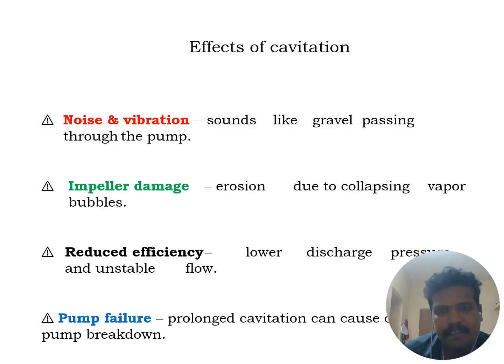Next, the effect of cavitation in pumps. The first one is noise and vibration. Cavitation creates a loud rattling sound and excessive vibration, reducing pump efficiency. And second, impeller damage. The repeated collapse of vapor bubbles erodes the impeller surface, leading to pitting and wear. And third, pump failure. Severe cavitation can cause mechanical damage, leading to complete pump failure over time. Cavitation reduces pump performance, increases maintenance cost and shortens equipment lifespan.